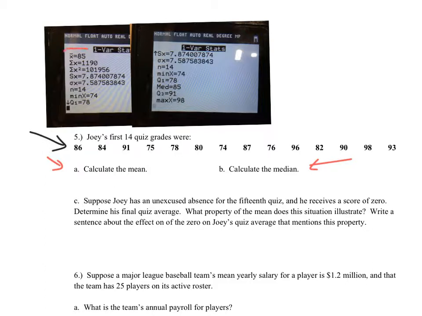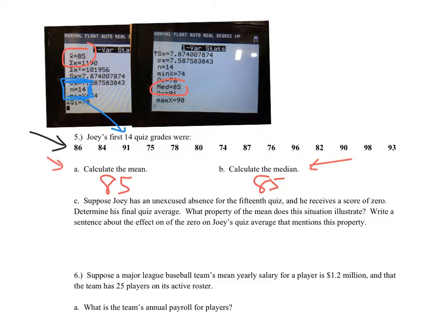So here we have the mean is 85, and the median is also 85. And I always check to see if I have the correct number of numbers. In this case, n is 14, and that matches.